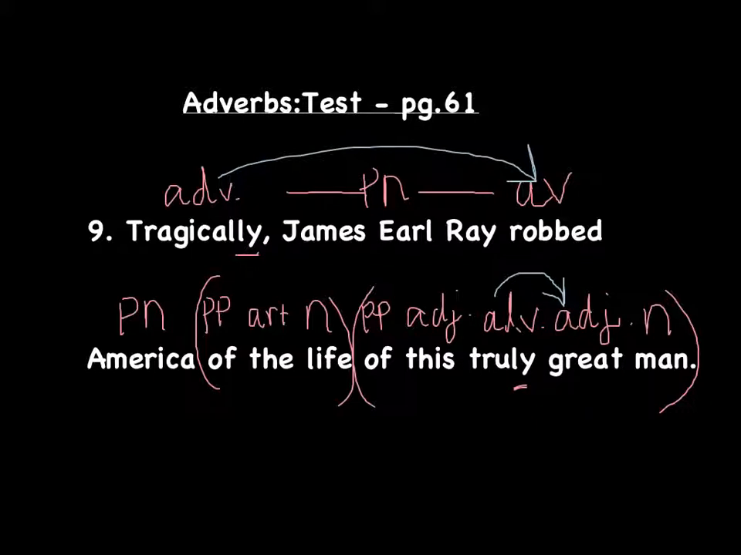Because of the context of all the sentences on this test page, because these sentences are about Dr. Martin Luther King Jr., we know that it wasn't America's life that was robbed, it was someone else's. So this prepositional phrase of the life is actually modifying robbed. It's telling what was robbed. Then we go to the next prepositional phrase, of this truly great man. And we ask ourselves, what life? Well, it was the life of this truly great man. So this prepositional phrase here actually modifies life.